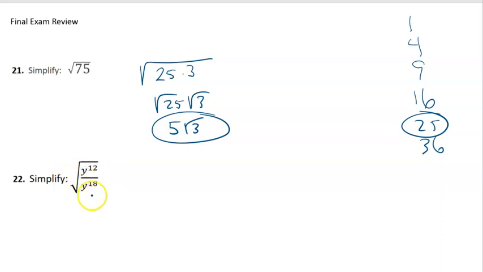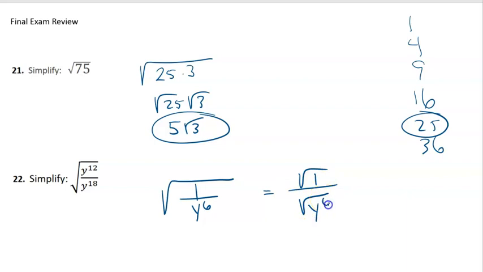Now when it comes to variables, you still have your properties of exponents you have to use, right? So this is y to the 12 minus 18. But remember, we don't want to deal with negative exponents, so let's do 18 minus 12 and leave our answer in the denominator. That would be y to the 6th. Now you can handle these separately. The square root of 1 divided by the square root of y to the 6th. And square root of 1 is 1. The square root of y to the 6th.